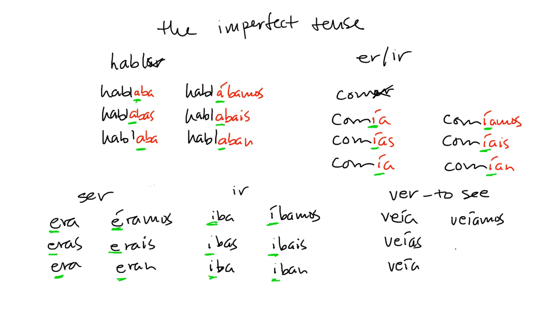veíamos, veíais. That's an accent. Veían. Okay? Yo veía. I was in the process of seeing this or that. Okay? Imperfect tense.